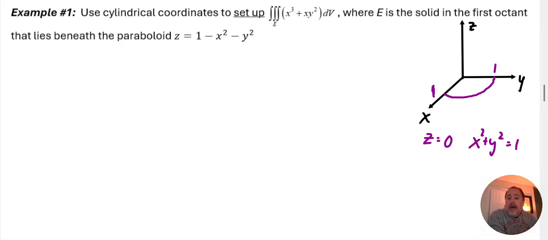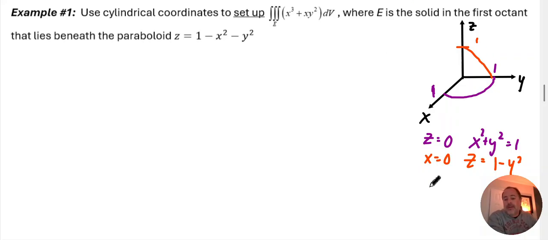Then similarly, let's see what's going on in the yz plane. I'm going to make x equal to 0. So when x is equal to 0, I get the equation z is equal to 1 minus y squared. Well, that's awesome. This is a parabola that has a z-intercept at 1, and it goes to y equals 1. And so that's my second region.